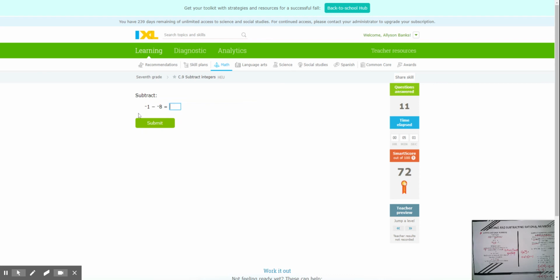Okay, next one we have negative 1 minus negative 8. So let's change. So we make that negative 1 plus 8. Now we have what type of signs? We have different signs, so we subtract. 8 minus 1 is 7, and positive 8 has the greater absolute value, so our answer is positive 7.